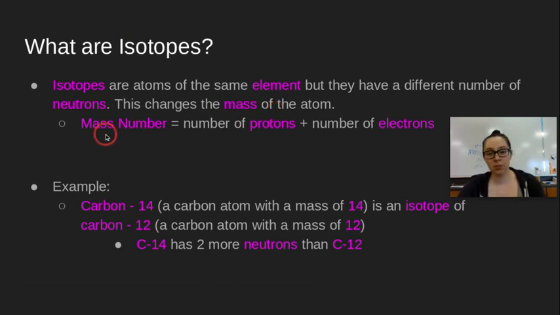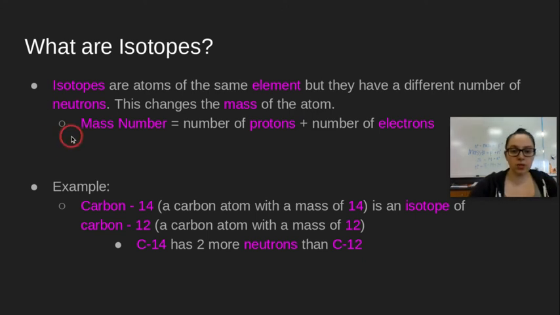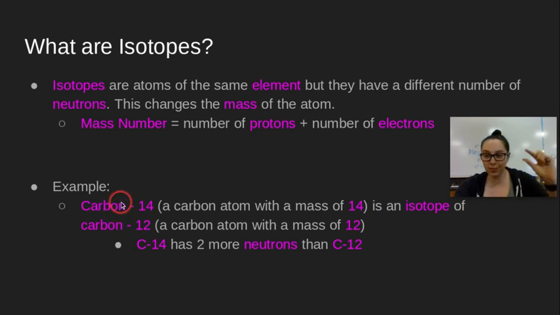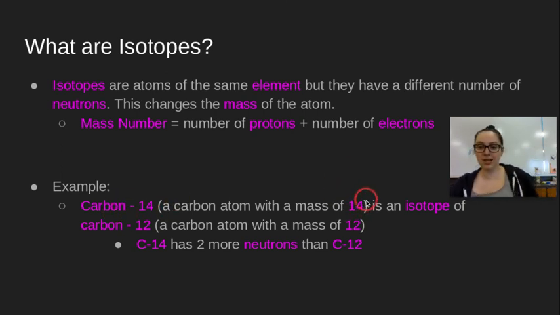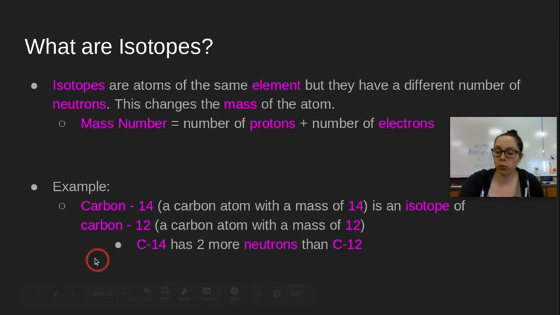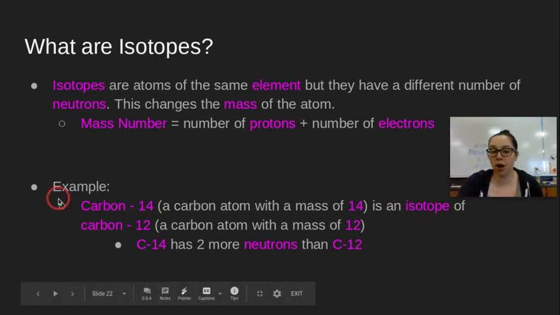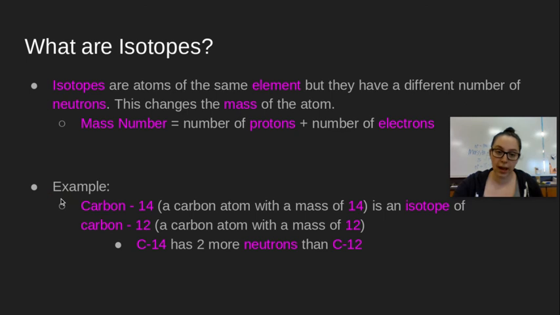Remember our mass number, which I wrote over here, is equal to our number of protons plus our number of neutrons. So here's an example. We have carbon 14. This number right here is the mass of that specific carbon atom. Carbon 14 is a carbon atom with a mass of 14 and is an isotope of carbon 12. Carbon 14 is not as common as carbon 12 is.